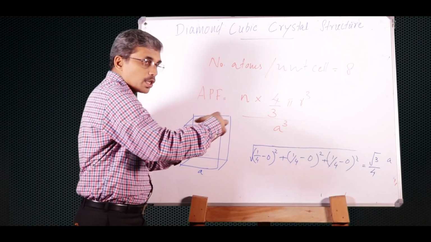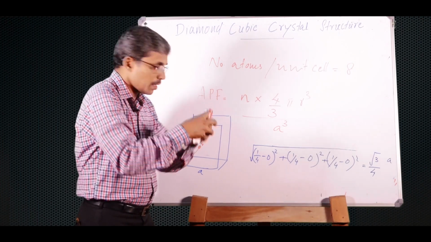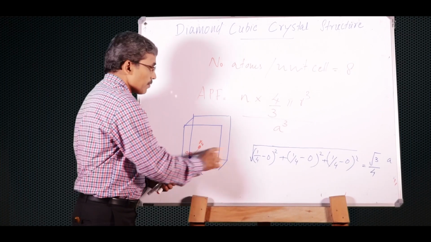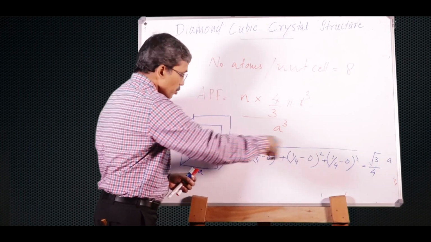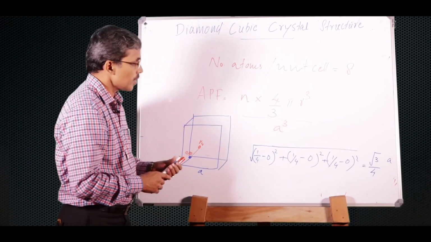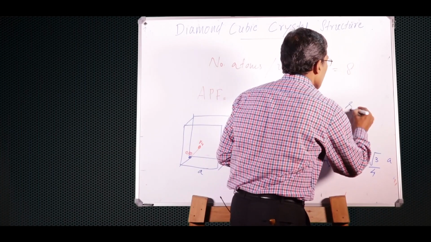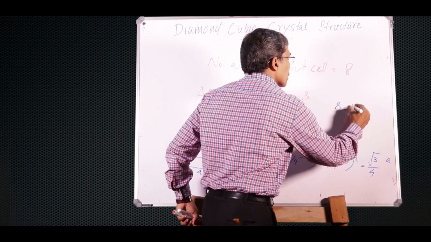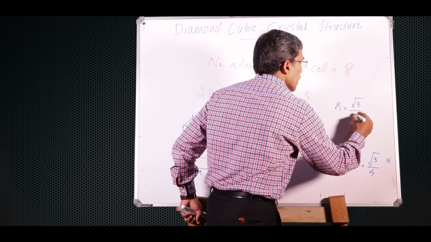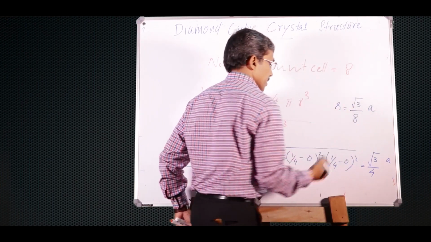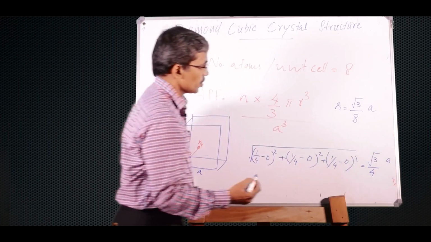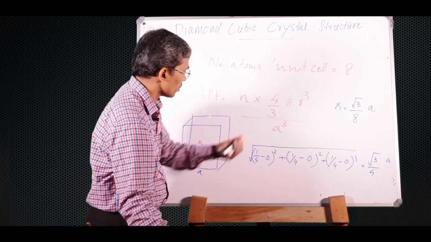These atoms are all joined together, tightly packed. Therefore, these atoms are in contact. Therefore, this distance is nothing but twice the radius. Therefore, the radius of the atom is equal to √3/8 A, this divided by 2. So, radius is √3/8 A, that you can substitute.